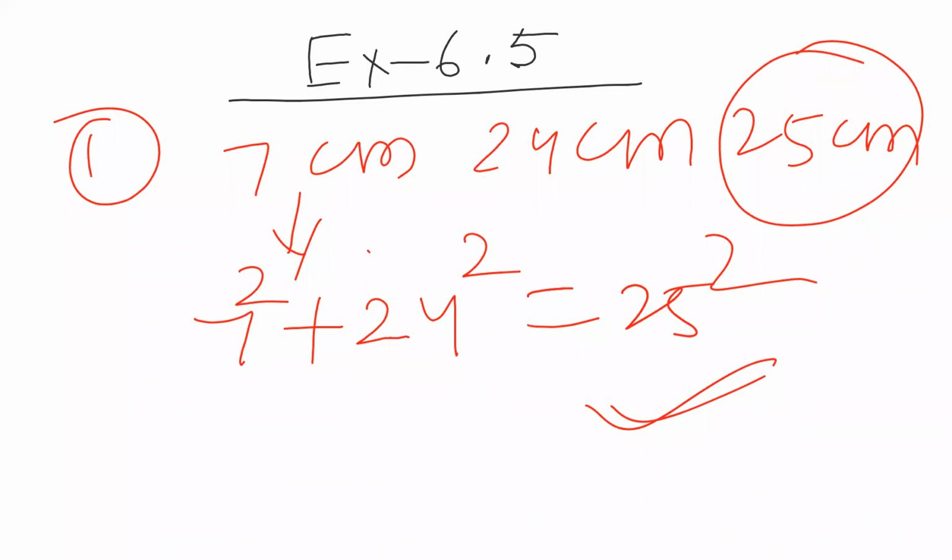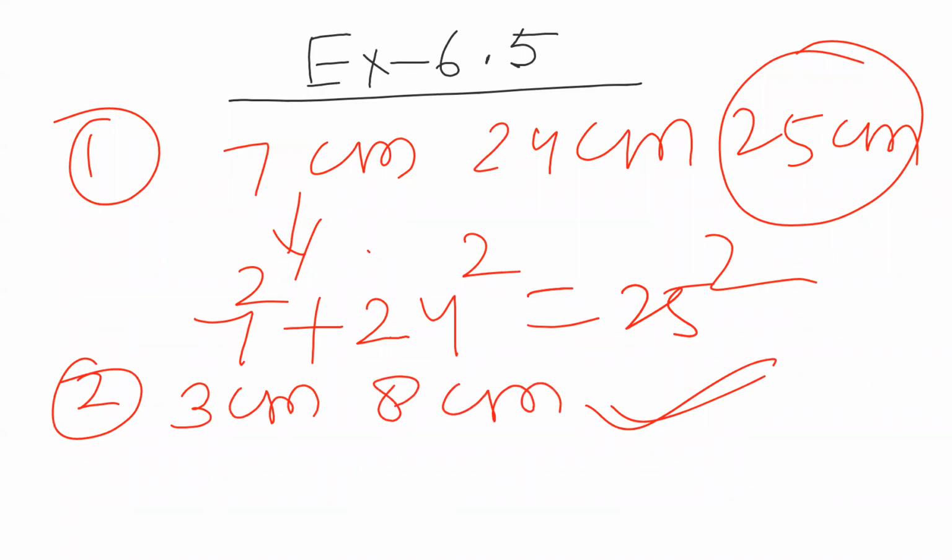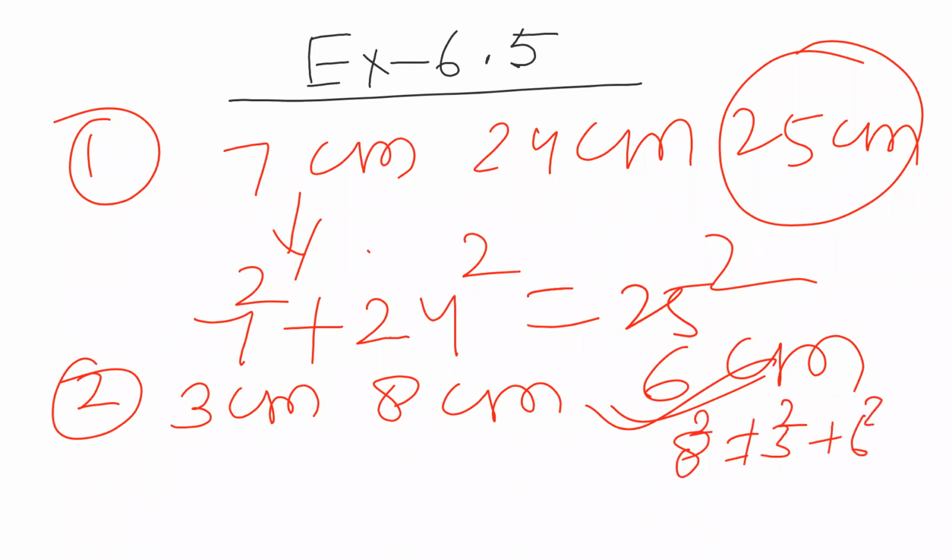In second case, we have 3 centimeter, we have 8 centimeter, and we have 6 centimeter. Is it a right angle triangle? 8 square is not equal to 3 square plus 6 square, right? 3 square is 9. 6 square is what? 36. 36 plus 9, 45. 45 is not equal to 64.